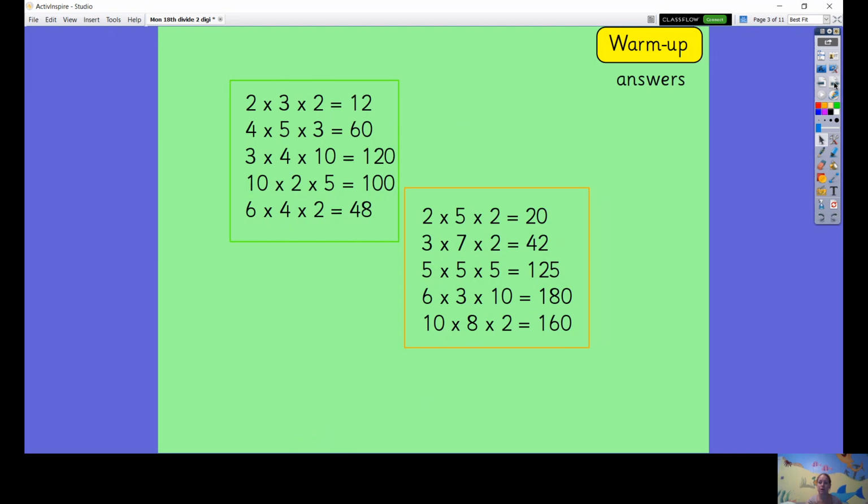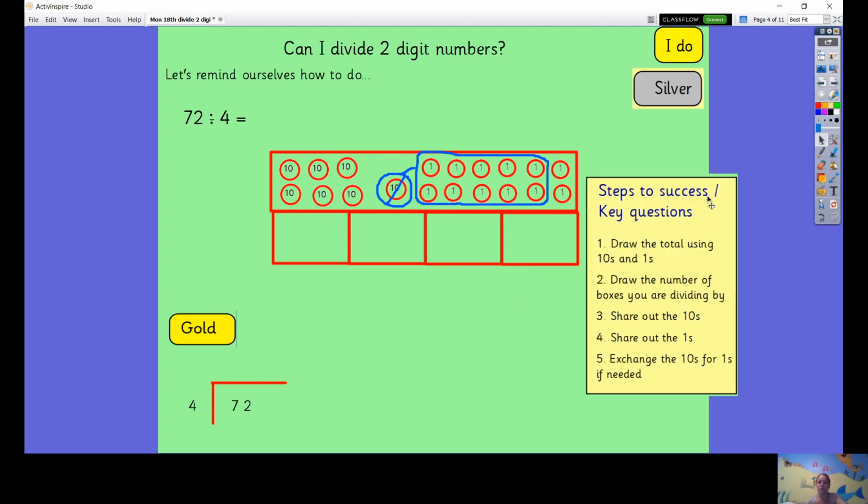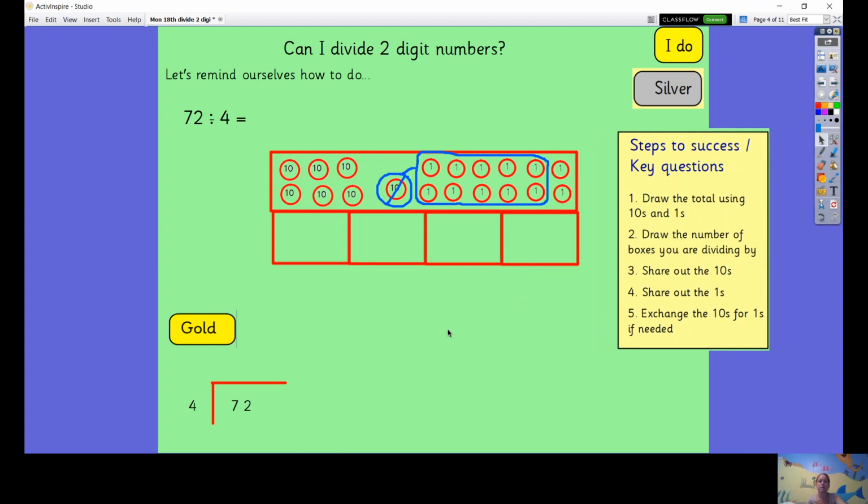Okay, so let's move on to the main part of our lesson then today, which is dividing two-digit numbers. So we're going to start off with a little recap of last week. Just move this for you so you can see it. So we did two different ways of dividing last week. So the first way was using our bar model, and we would get our counters, our tens counters and our ones counters, and we would share them out into however many, whatever the divisible number was. So 72 divided by 4. So we're sharing it into 4 equal groups.